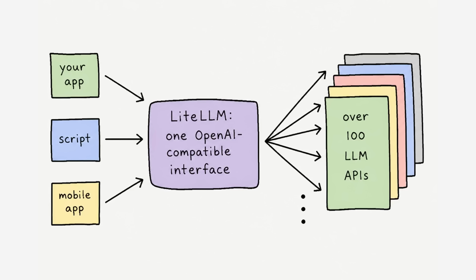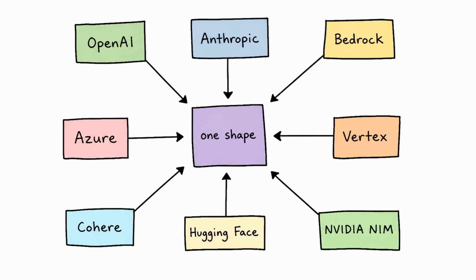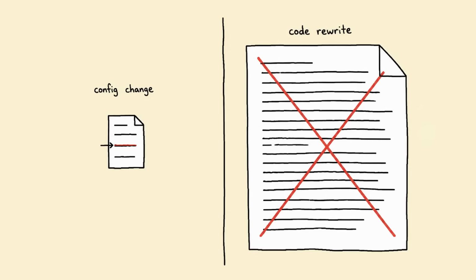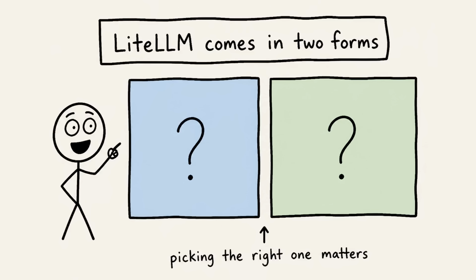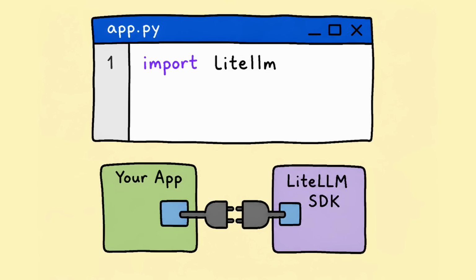OpenAI, Anthropic, Bedrock, Azure, Vertex, Cohere, Hugging Face, NVIDIA NIM, the long tail, all of it through one shape. So swapping providers becomes a config change, not a code rewrite. It comes in 2 forms, and picking the right one matters.